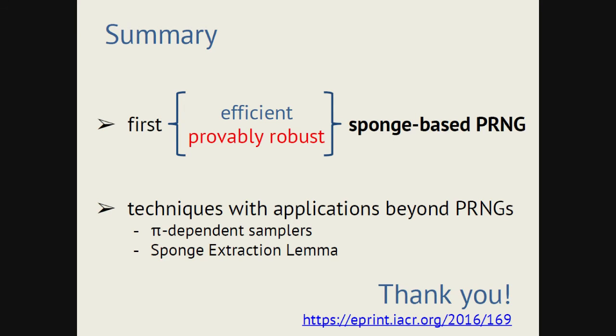Okay, great. One quick question as the chair then. So why not just use the sponge as a hash function, as a black box, and then build a PRNG from it? Is that not going to be secure? And then just rely on the properties of the sponge.